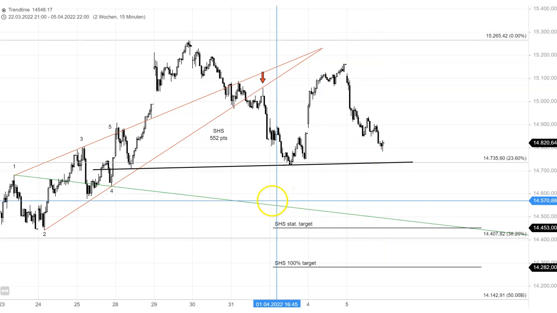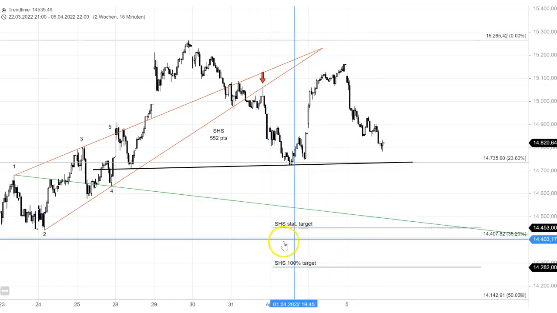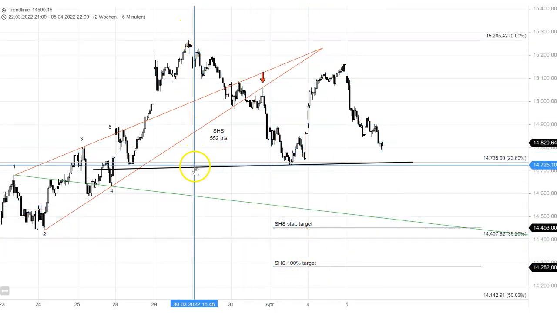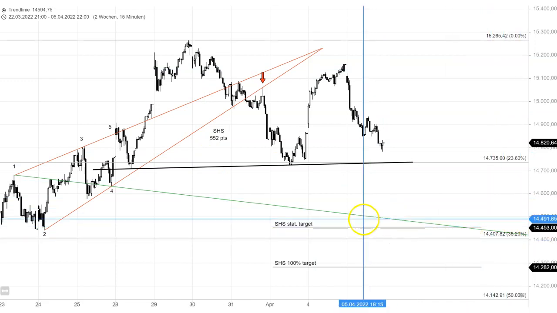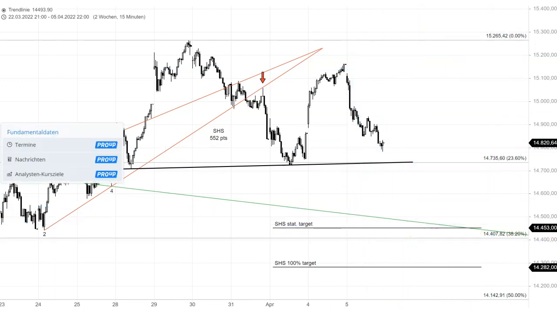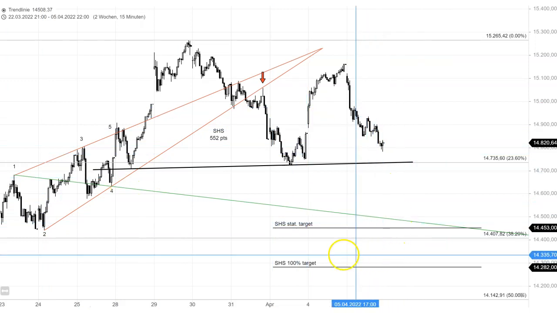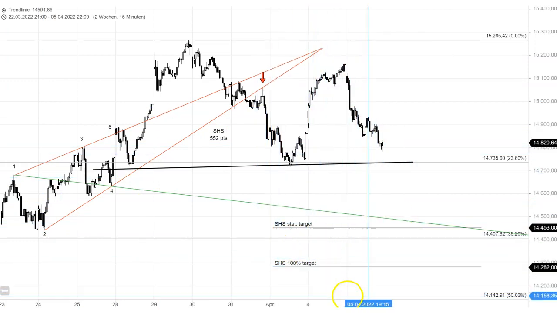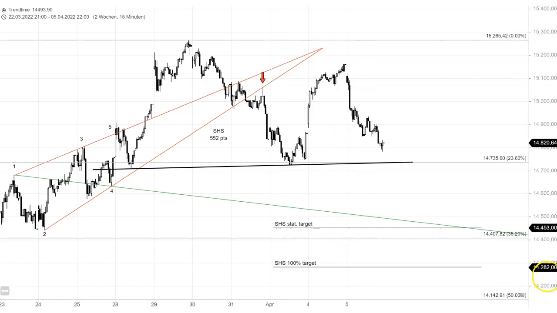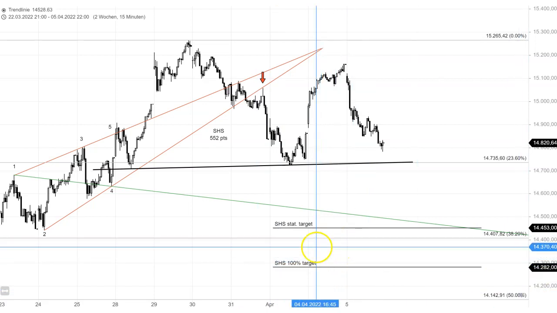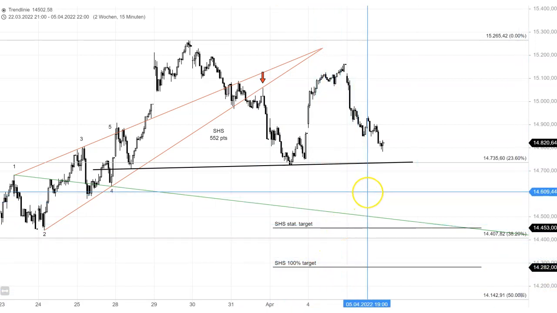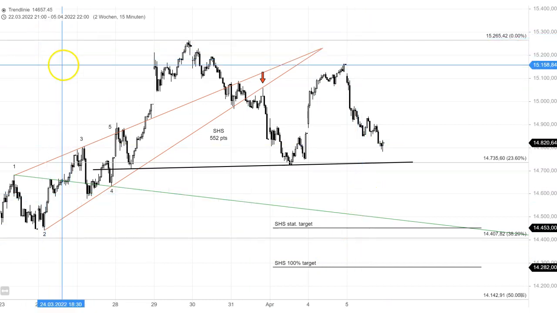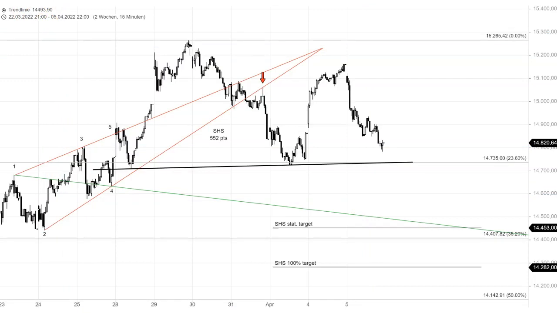And we have targets, like a statistical target, which is 51% of that greatest height from that head. Runs presently at 14,453, and that fits really nice to our target line of that wedge, and 100% target is also waiting at 14,282. So that 15-minute time frame, it looks quite bearish, and I'm gonna jump over now to the 1-hour chart. Just give me a sec.